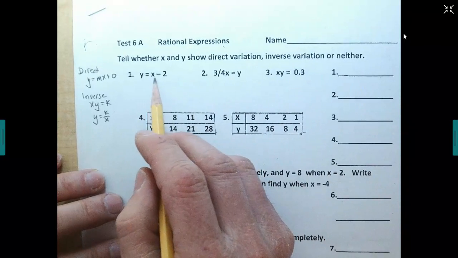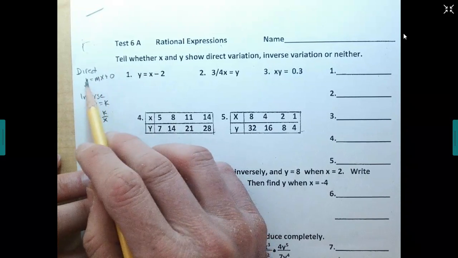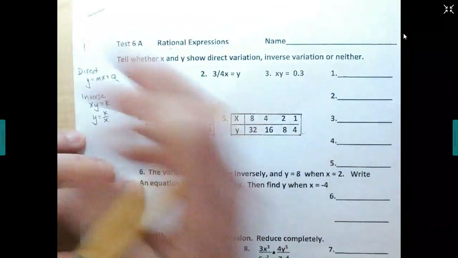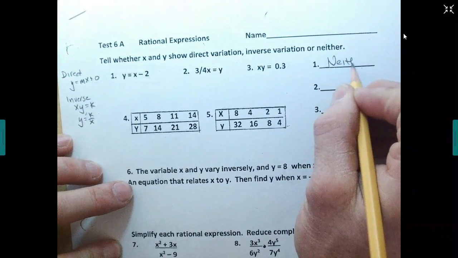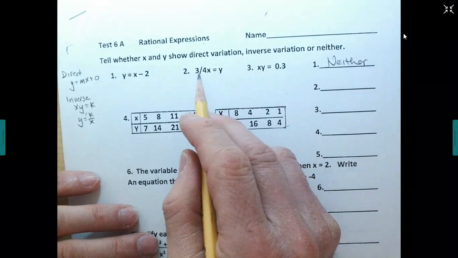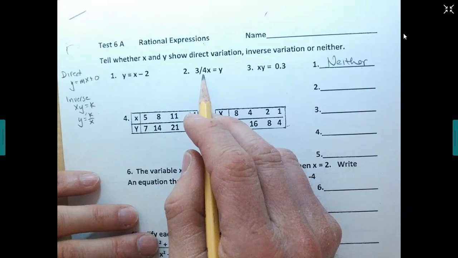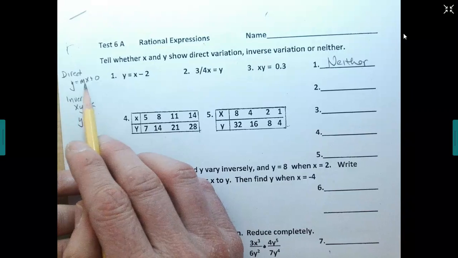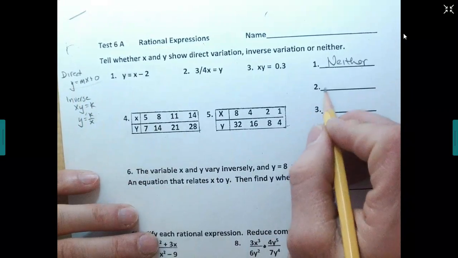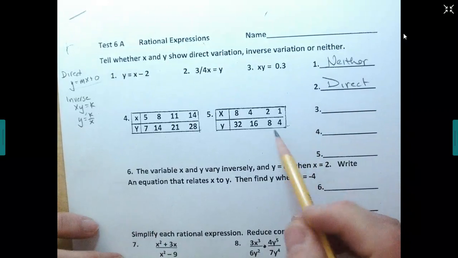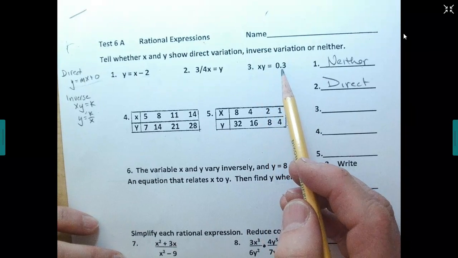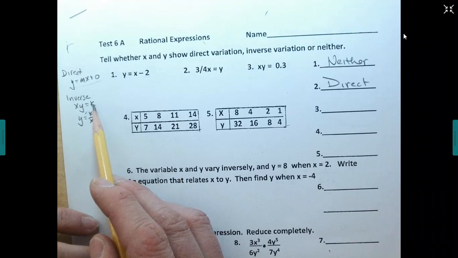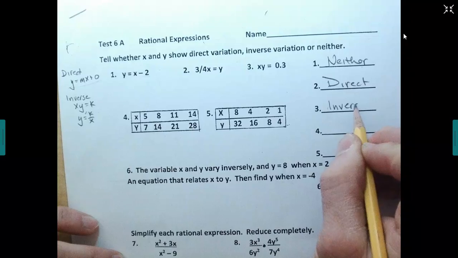So if we look right here, y equals x minus 2, well, that would fall under this one, but it has a b value. It has a y-intercept other than 0. So number 1 is neither. Number 2, y equals 3/4 x. So y equals 3/4 x plus 0. So it would be this one. It would be a direct variation. And then here we have xy equals 0.3. And so xy equals a number. So that's an inverse variation.